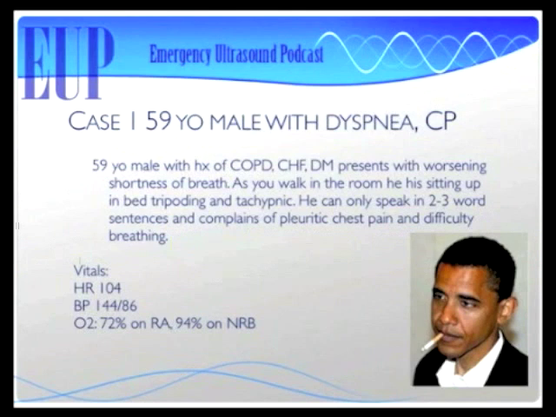Okay. So case 1 is a 59-year-old guy with shortness of breath and chest pain. He comes in, he's got a history of COPD, CHF, diabetes, your typical VA patient, right? He presents with worsening shortness of breath. You walk in the room, he's sitting up in bed, he's tripoding, he's tachypneic. He can only speak in 2 to 3 word sentences, complains of some pleuritic chest pain, some difficulty breathing.